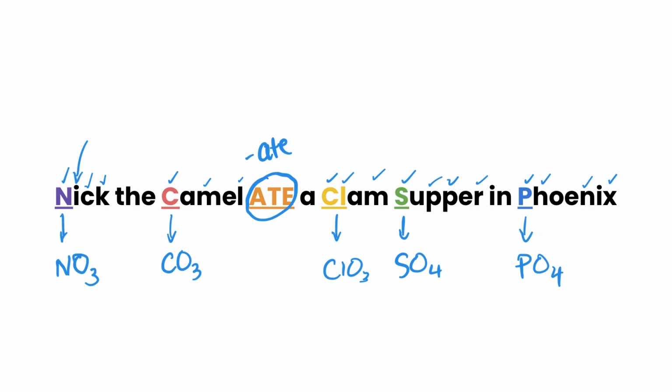So we have 1 vowel here, so that it's NO3 1-, and that is our nitrate ion. For the carbonate, we got 2 vowels, so that's a 2-. For chlorate, we got 1 vowel, -1. For sulfate, we have 2 vowels, so it's a 2-, and then 3 vowels here for phosphate, so that's a -3 charge.